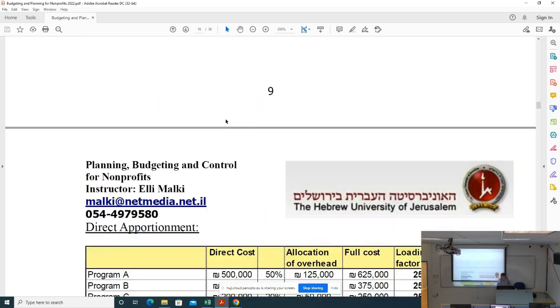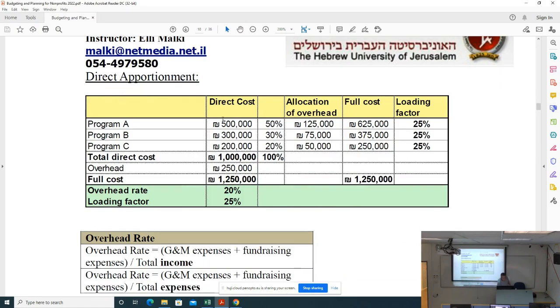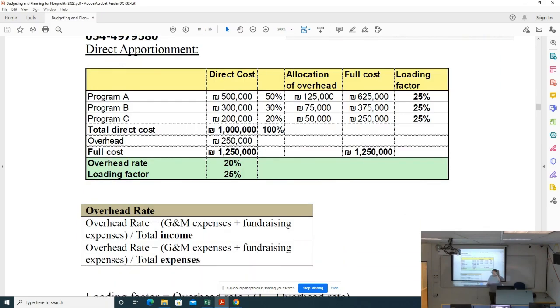So we will start with the direct apportionment, which is the simplest way to allocate fixed cost. We will see how the method works, and we will see immediately why it's so simple. Again, the advantage and the disadvantage of this method is its simplicity. It's to our advantage that it's very simple. But on the other hand, people who look at it may say it's too simplistic, and not exactly a true description of the resources that are taken by the program.